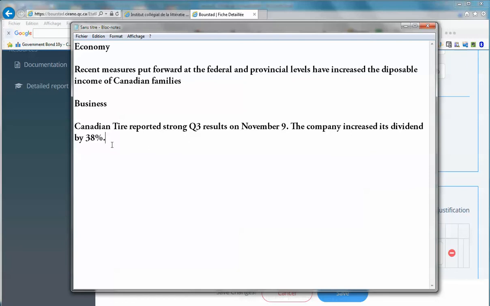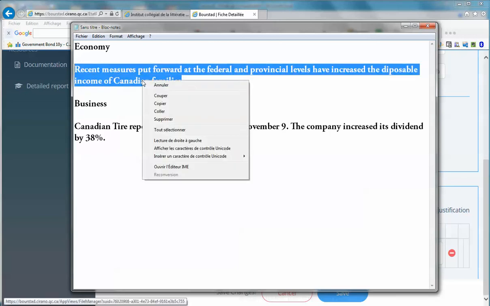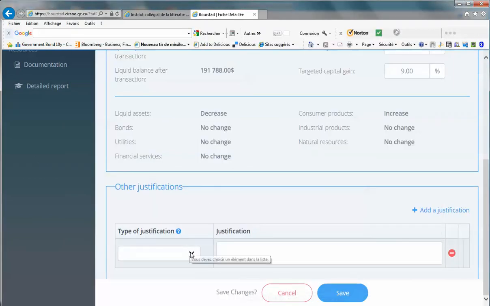Something else that we could have noticed when we look at the information earlier on Quote Media, either on the Quote Media website or within the Bourstad application, is that Canadian Tire reported strong Q3, so that's third quarter, results on November 9. At that moment, the company increased its dividend by 38%. That's quite amazing. So I'll first supply that first justification. So here, this is an economic justification.